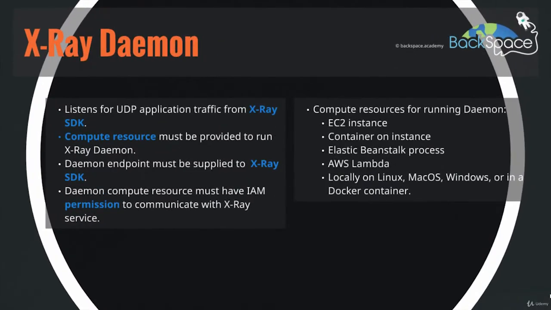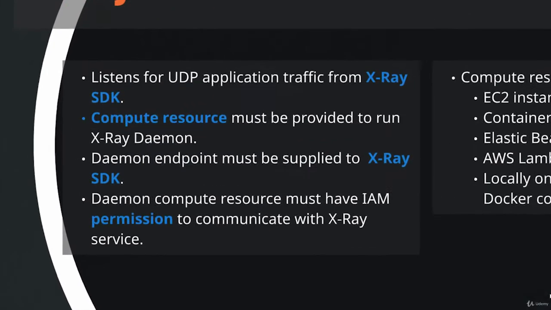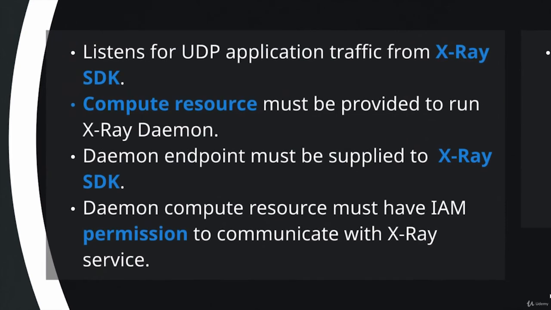The X-Ray daemon will listen for UDP traffic from your application through the AWS X-Ray software development kit. You must provide a compute resource to run the X-Ray daemon. AWS doesn't do that automatically for you. You need to make that happen. And once you've done that, the daemon endpoint must be supplied to the X-Ray software development kit in your application so that it knows where to send the segment documents.